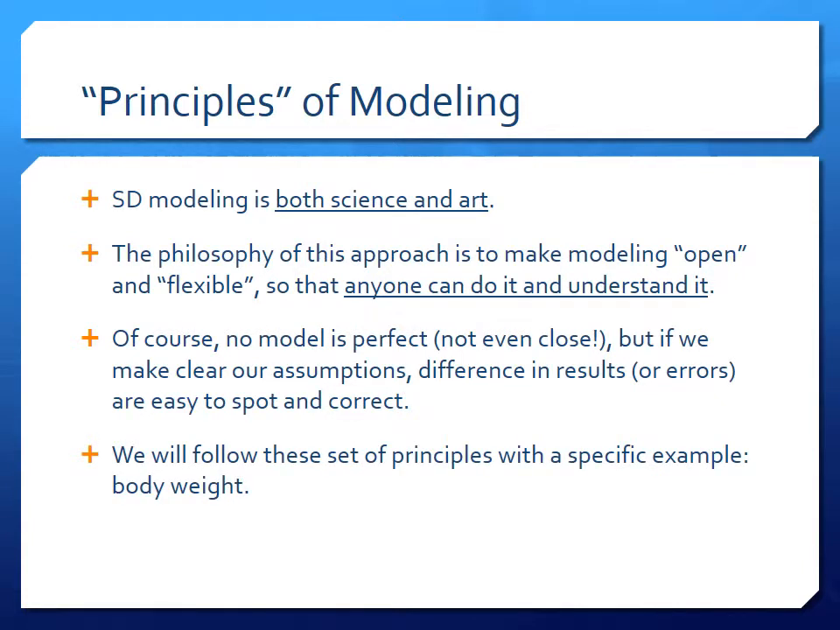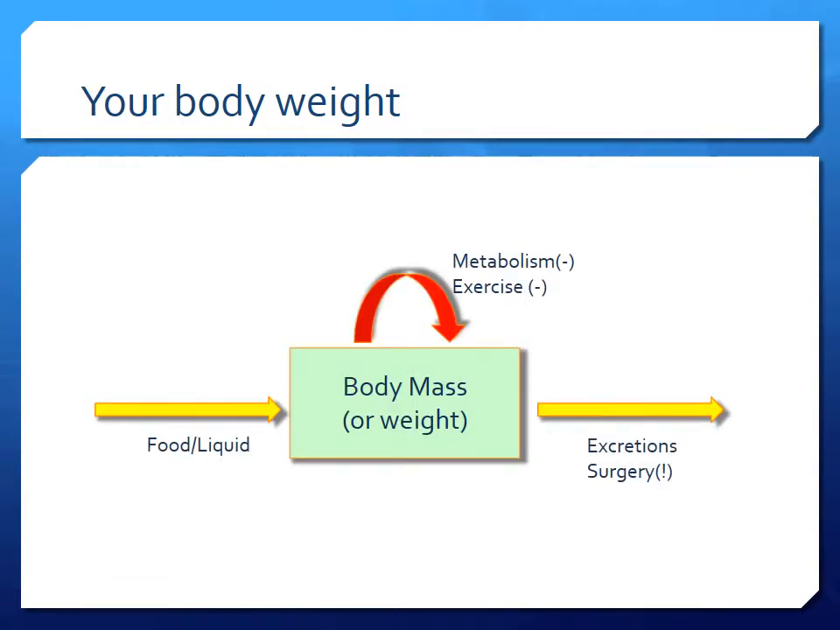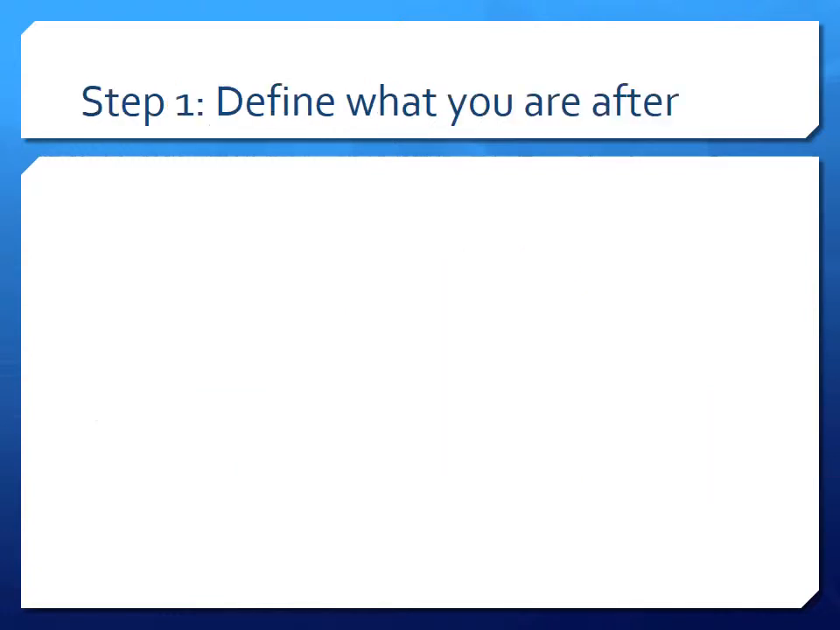Now I want to follow these 10 steps that I've outlined along with a specific example, so that going through the steps is a little bit less dry. The example that I chose was one of the examples that we discussed last class, which is body weight. This is a slightly modified version of the body weight example we discussed last lecture. You have the system that consists of your body mass or weight. You have inputs, food and liquid. You have outputs, excretions, surgery, which I mentioned half-jokingly last time, and we won't be considering that in this particular example. And then you have possibilities within the system to affect the body weight, such as your natural metabolism, and exercise, which increases the metabolism rate.